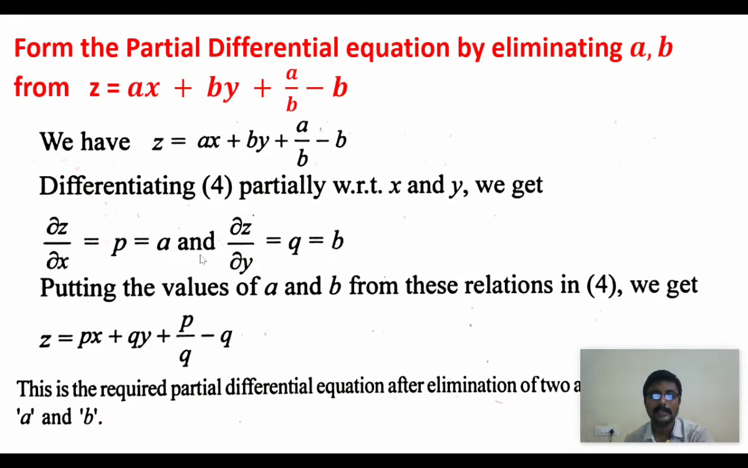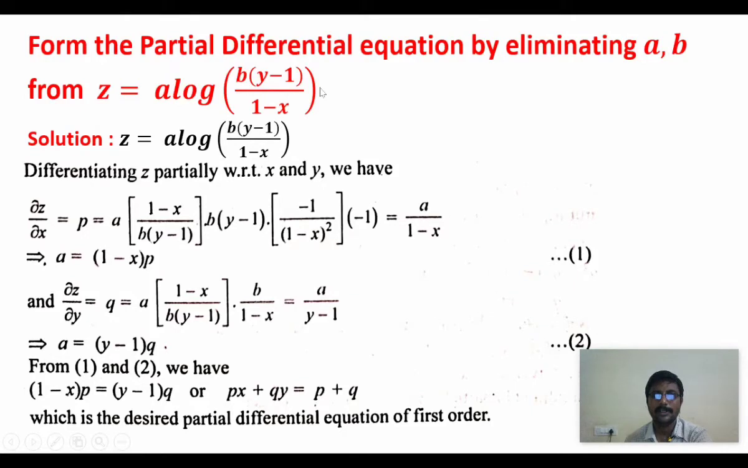Now replacing these values, that is the a and b values, in the given equation 1, we will get the required differential equation, that is z = px + qy + p/q - q. It is the required partial differential equation after eliminating the two arbitrary constants a and b.